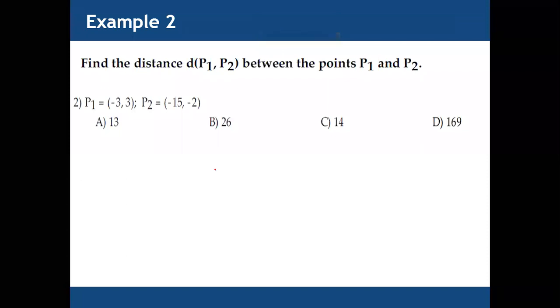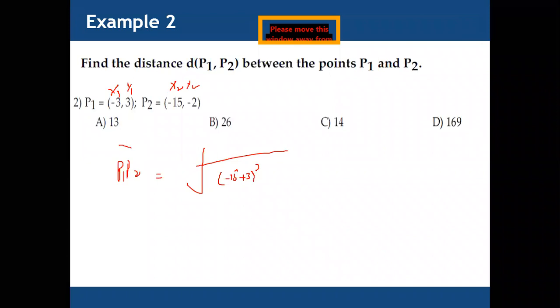Let me check which option is correct. If we consider first one x1 and y1, second one x2 and y2, so we have the distance formula. Distance between point 1 and point 2 is minus 15 and plus 3 square, because minus minus becomes plus, plus minus 2 minus 3 whole square. So first one is minus 15 plus 3 equal to 12 square. Second one is minus 5 whole square.